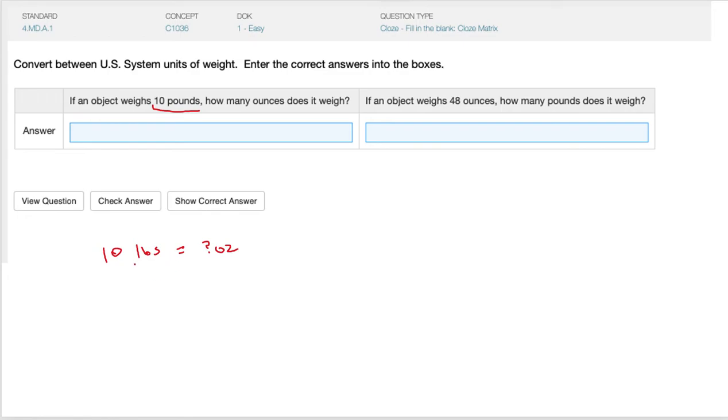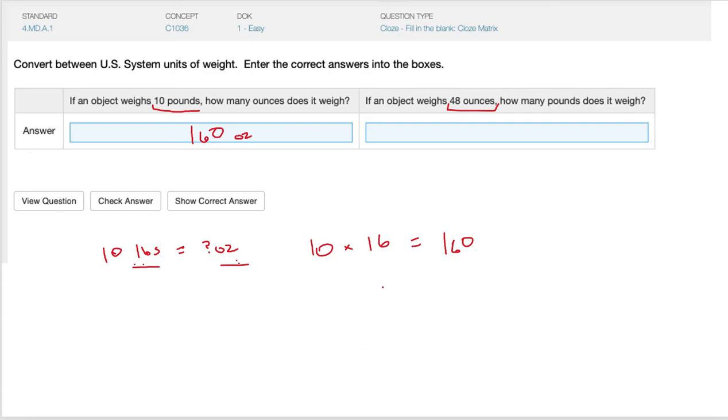That means we're going from pounds to ounces, big to small. So we're going to multiply times 16 ounces in a pound. If you look at your chart, or if you remember that, you do 10 times 16. It was times because we were going from bigger to smaller. And then it's 16 because there's 16 ounces in a pound. So that equals 160 ounces. And this says if it weighs 48 ounces, how many pounds does it weigh?